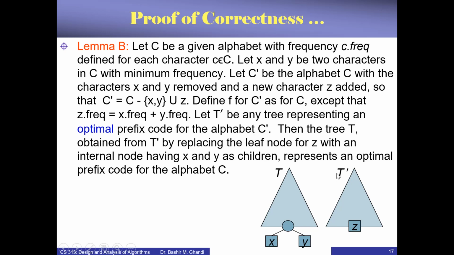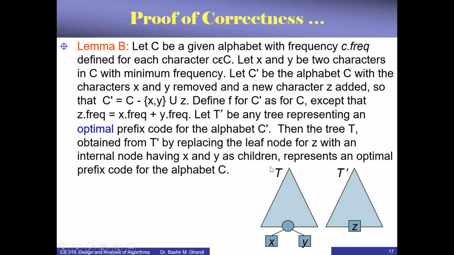alphabet C prime. So we're going to assume this T prime, which is representing the alphabet C prime, is optimal. Suppose this is optimal. Then the tree T obtained from T prime by replacing the leaf node Z with an internal node that has X and Y as children also represents an optimal prefix code for the alphabet C. In other words, if this is optimal, so is this.